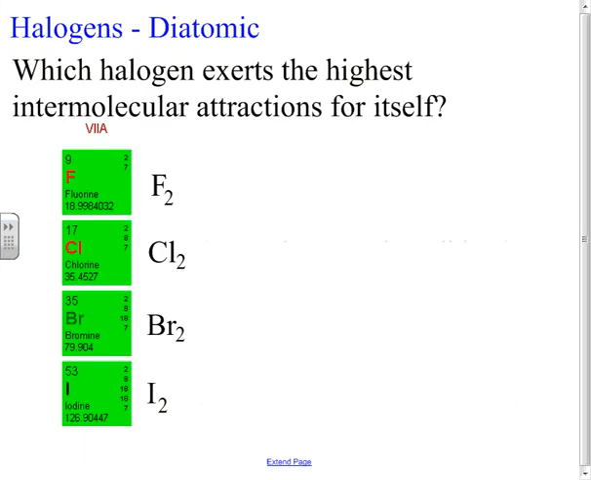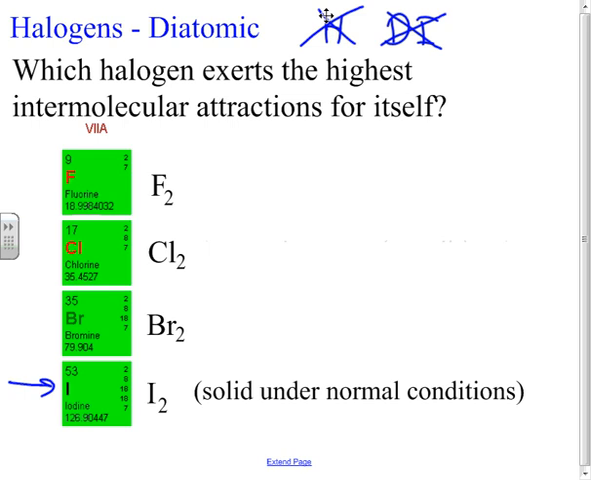If we look at the halogens, which are diatomic, in other words, they are made up of two fluorines or two chlorines or two bromines or two iodines. Again, these things cannot hydrogen bond because they don't have hydrogen. They cannot dipole interact because they are nonpolar molecules, being diatomic. And the one that exhibits the highest intermolecular attraction, of course, is again going to be the one with the greatest number of electrons, which is iodine.